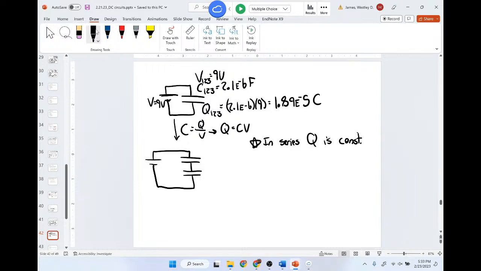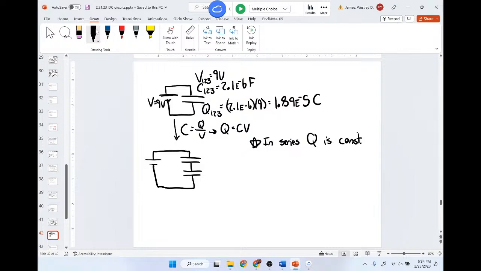In series, current was constant for resistors. In series, Q is constant for capacitors. It's kind of nice because current is just moving charge, so that can help you maybe remember those two together. If you remember one, you may be able to remember the other. Otherwise, you'll have it on your cheat sheet.